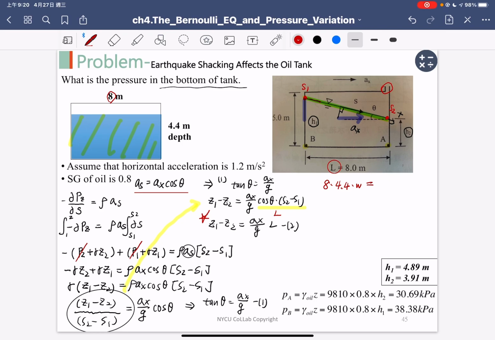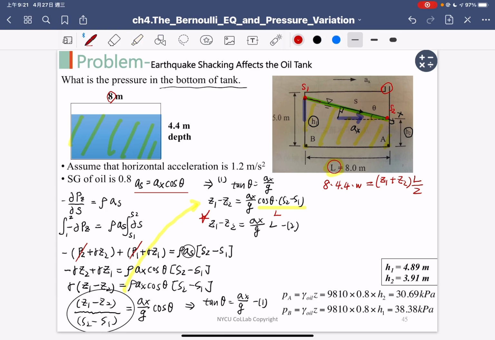So after earthquake shaking, we know that another volume is equal to (D1 plus D2) multiplied by L and divided by 2, right? It's an area. So D1 plus D2 multiplied by L and divided by 2. So this is our third equation.